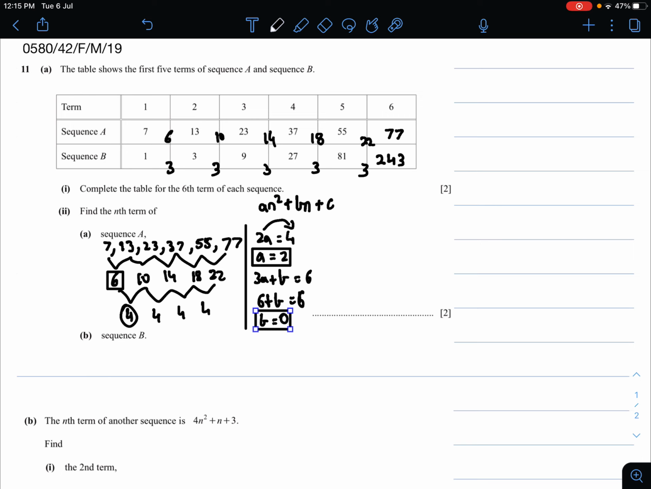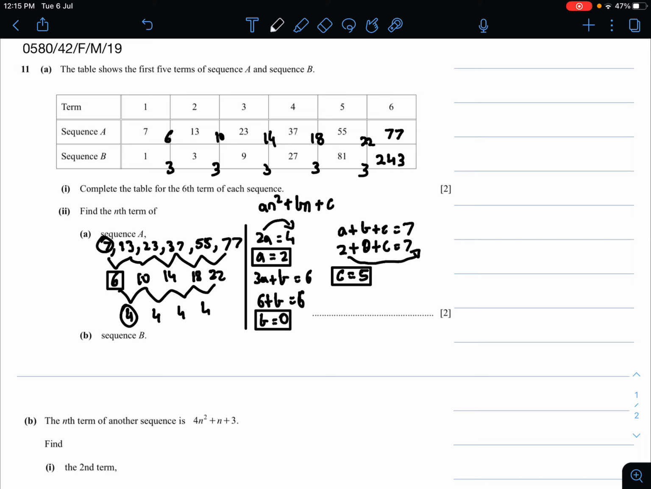Now let's find the value of c, and how you do that is you use the formula a plus b plus c is equal to the first term of the sequence, that is 7 in this case. So you know the value of a, that is 2, plus the value of b, that is 0, plus c is equal to 7. So we can move the 2 to the other side of the equation. Positive becomes negative when you move it from one side of the equation to the other. So c is equal to 7 minus 2, therefore c is equal to 5.